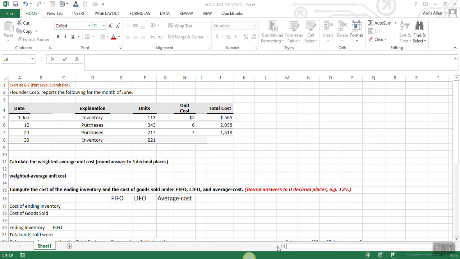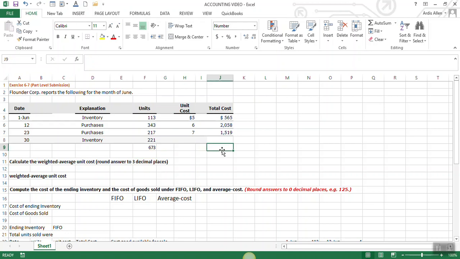The first part of this question asks us to calculate the weighted average unit cost. To find the weighted average unit cost, we would first find the total units available for sale. We find that by adding the opening inventory, or the beginning inventory, to the purchases: 343 and 217, which gives us a total of 673.